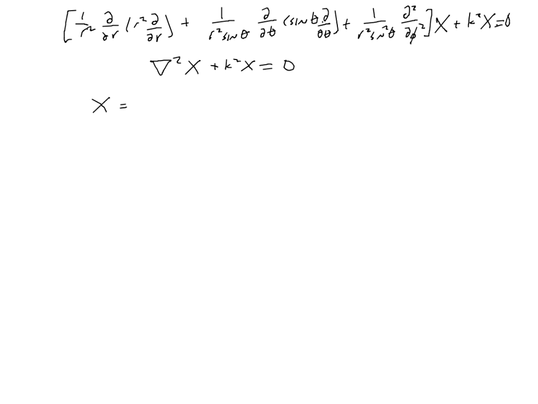Now, X in spherical coordinates is going to be R of r times Theta of theta times Phi of phi. Or sorry, these aren't plus, these should be times. Sorry about that. So all these are supposed to be times each other, with the idea that your solution is all the other solutions multiplied together.